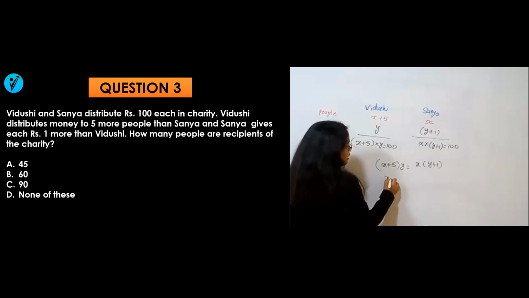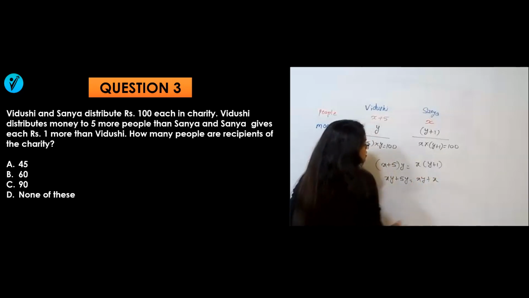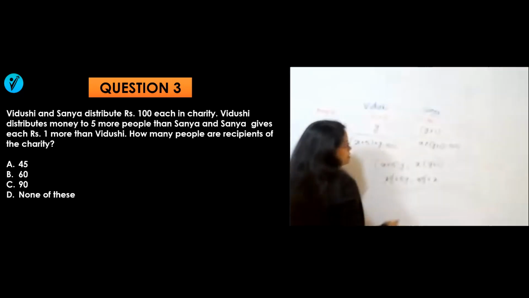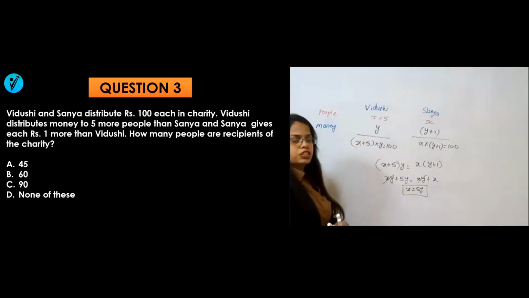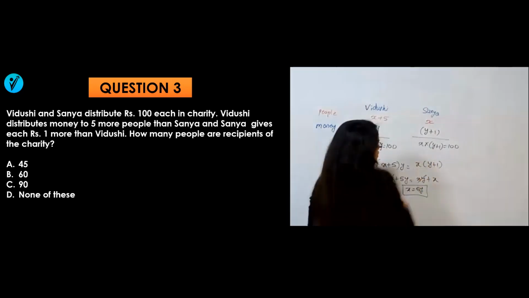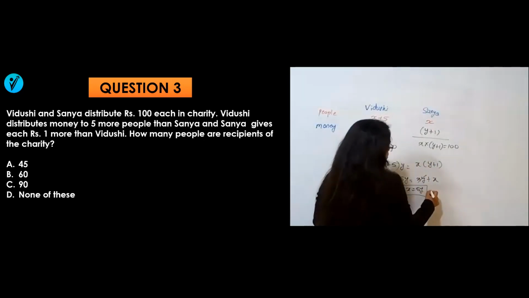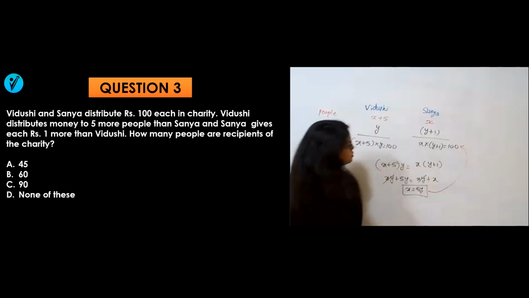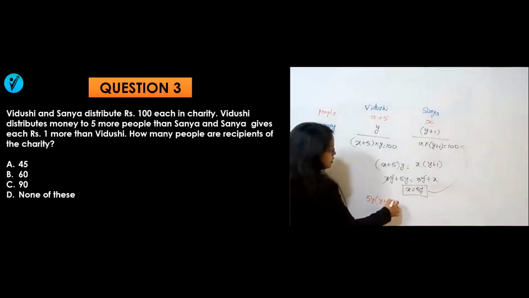What will it be? XY plus 5Y is equal to XY plus X. So you can see XY cancelled. Value of X is equal to 5Y. Now let's substitute this value in any of these equations. If I substitute here, X is equal to 5Y, then 5Y into (Y plus 1) is equal to 100.